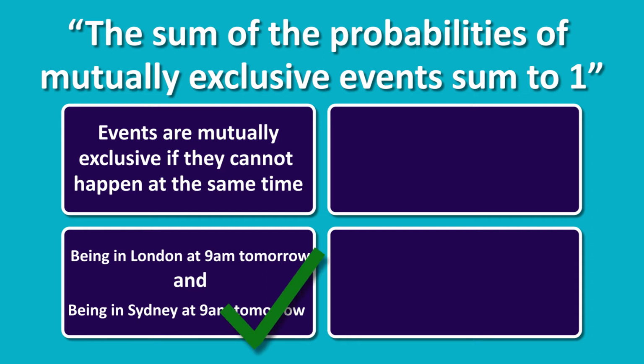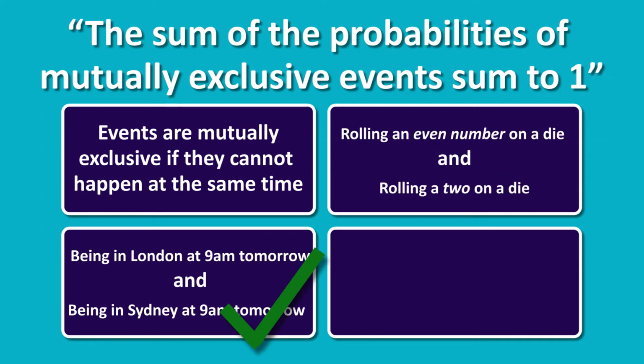As an example of some events that are not mutually exclusive, let's think about a die. Rolling an even number on a die and rolling a 2 on a die are not mutually exclusive because these events can happen at the same time. 2 is an even number, so if I roll a 2, I have both rolled an even number and rolled a 2. Therefore, as we said, these events are not mutually exclusive.